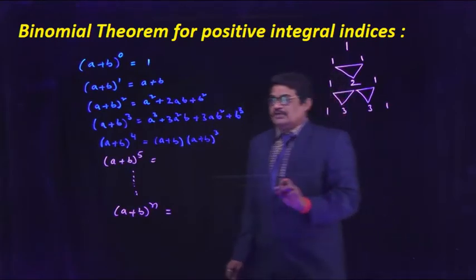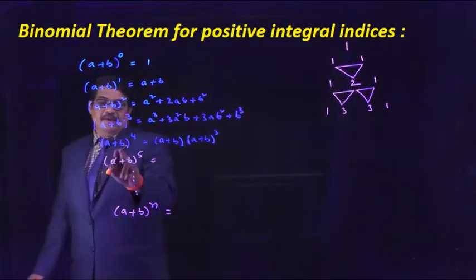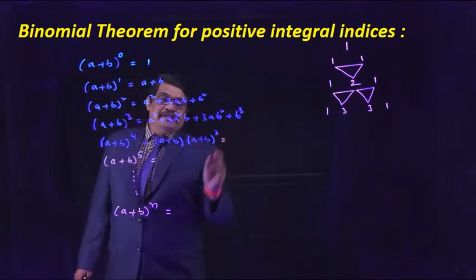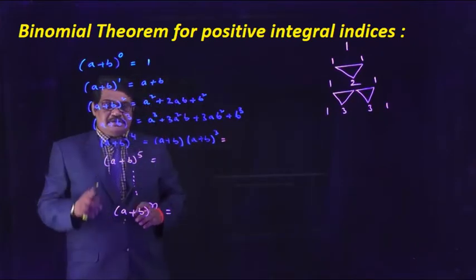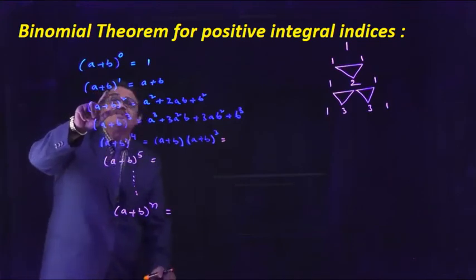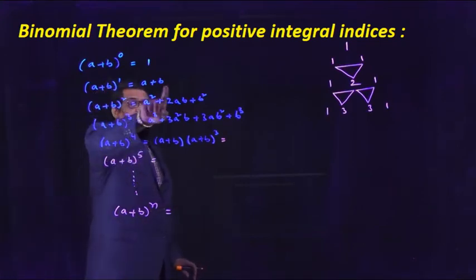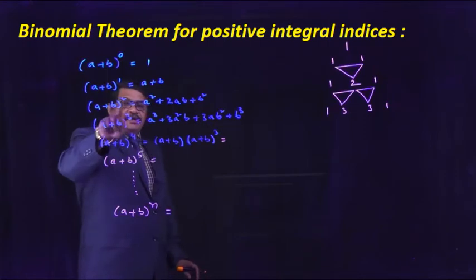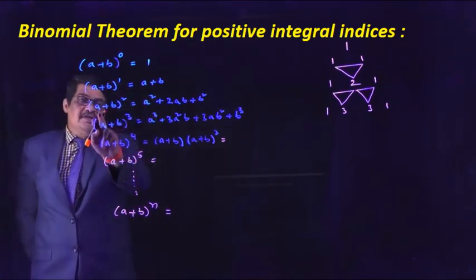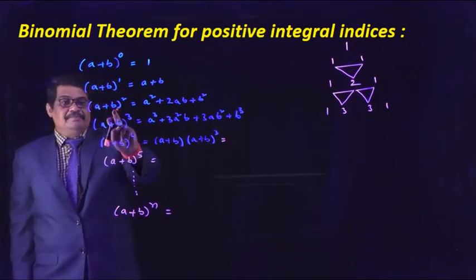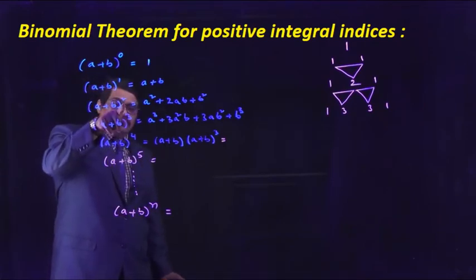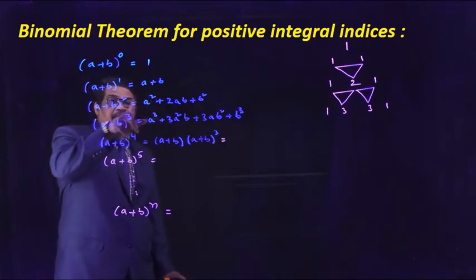Next, what is the expansion of a plus b whole to the power of 4? So we multiply these, writing in this manner. What are your observations? See, a plus b whole power 1 is a plus b. Here a plus b whole square: in this expansion, the first term is a and the second term is b. So here the first term's power is the index of the power, that is 2, the highest power is 2.